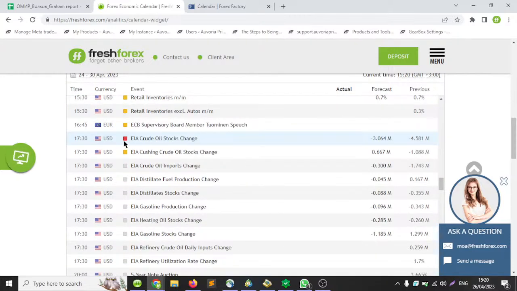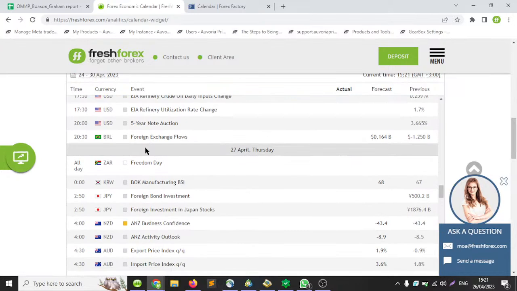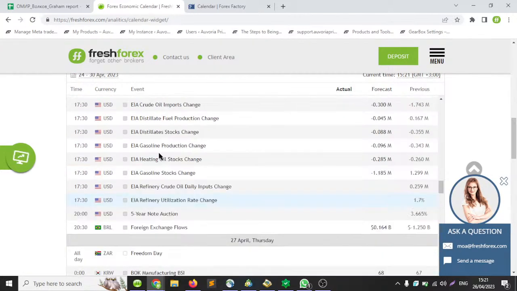Like this news here, this is important. It affects the US dollar, and it also affects the crude oil. So this means that if you're trading oil or the Canadian dollar, you're supposed to focus so much on the impact of this news here. So focus on this news, don't ignore it. I think those are the most important news that we are left with today.